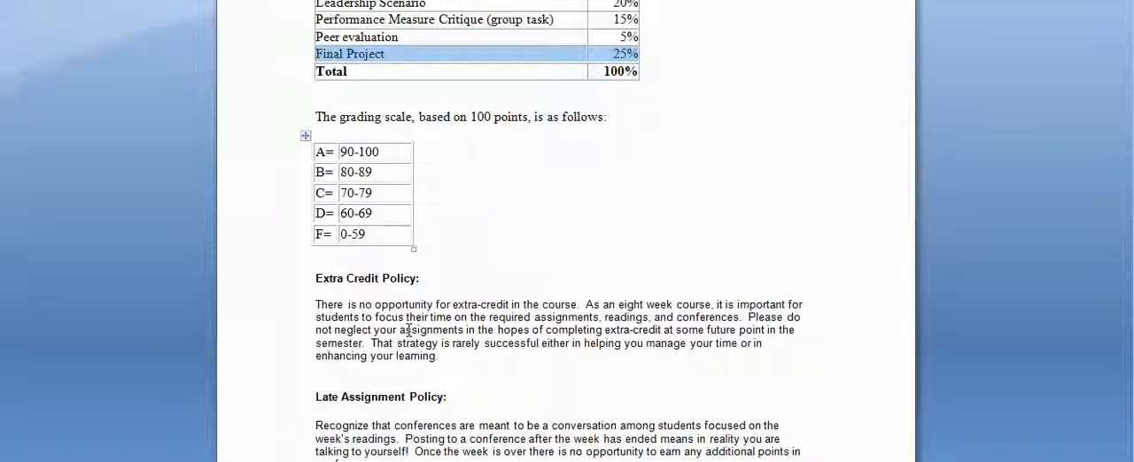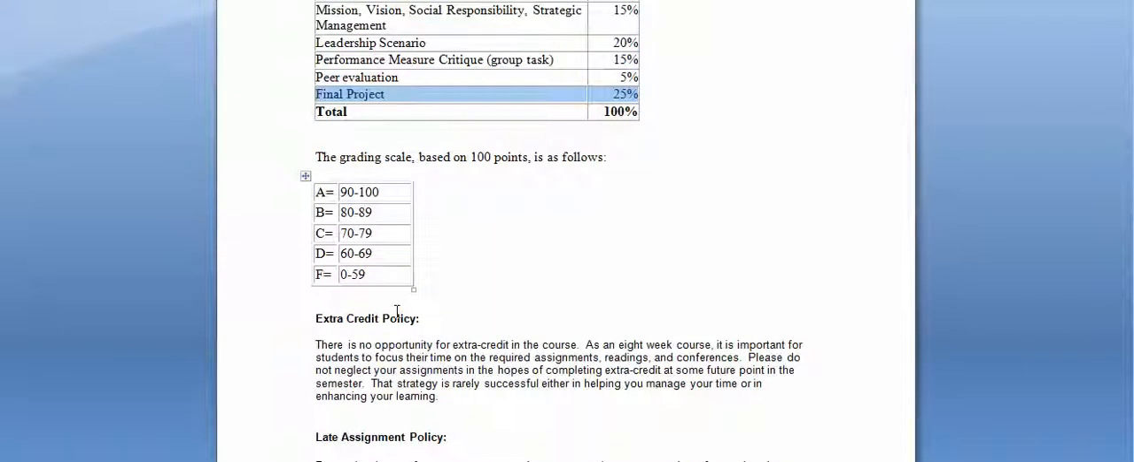There is no extra credit policy in this class. This is an 8-week course. We simply do not have the luxury of time in order to do extra credit. The idea here is that in an 8-week course, each week builds on the next week. So it's critical that you hit the ground running. You focus your time, use good time management to make sure that you complete your assignments on time, make sure you do all the readings, and actively participate in the conference.